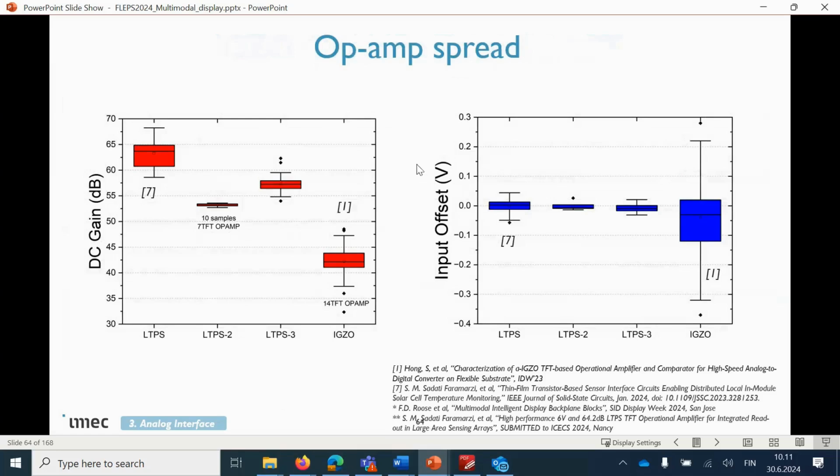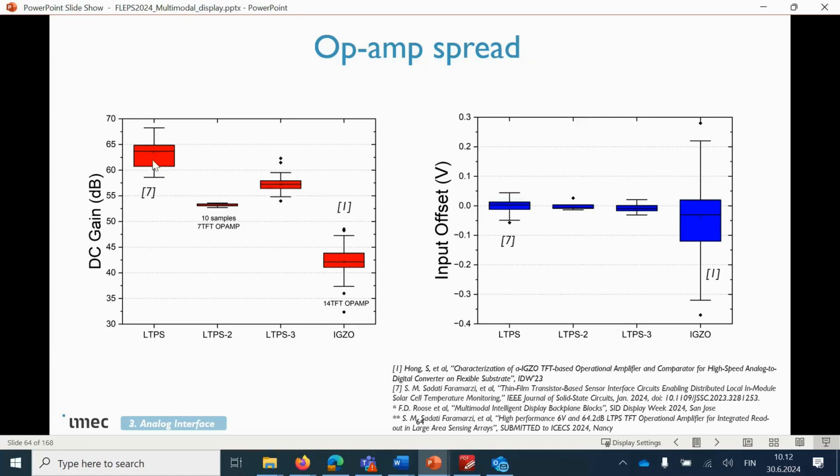And again, if you now put LTPS in the mix, and you compare the gain that you get, and also the input offset that you get using LTPS or IGZO. So we have one IGZO operational amplifier here, the one that I just showed before, and 3 designs using LTPS, and you get larger gains, even with an op-amp that has fewer transistors. Only 7 transistors compared to 14, you get almost 55 dB.